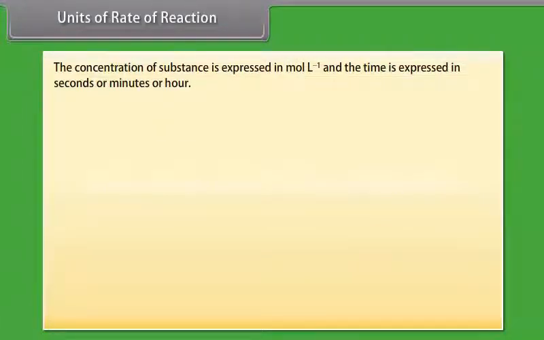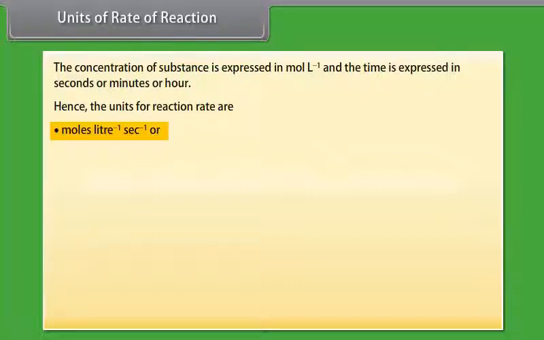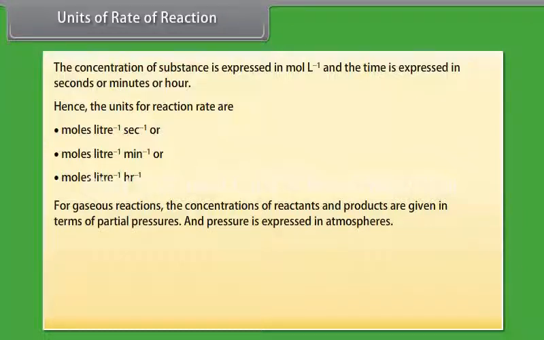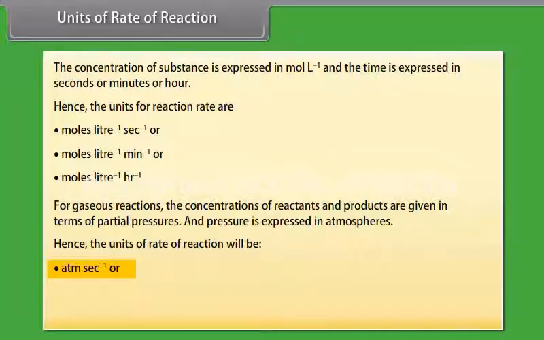The concentration of substance is expressed in mole per liter and the time is expressed in seconds or minutes or hours. Hence, the units for reaction rate are moles per liter per second, or moles per liter per minute, or moles per liter per hour. For gaseous reactions, the concentrations of reactants and products are given in terms of partial pressures, and pressure is expressed in atmospheres. Hence, the units of rate of reaction will be atm per second, or atm per minute, or atm per hour.